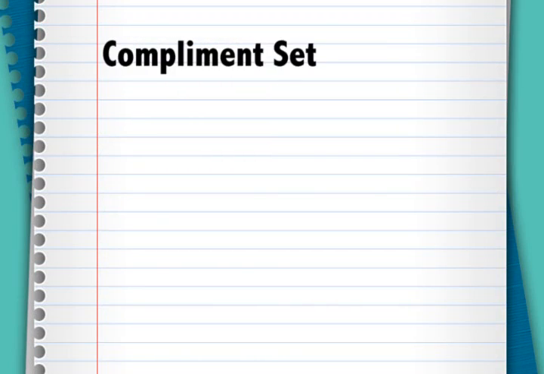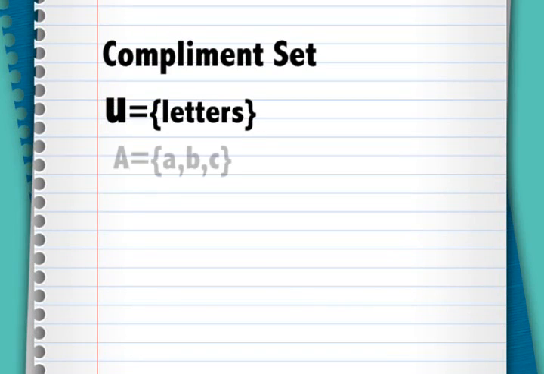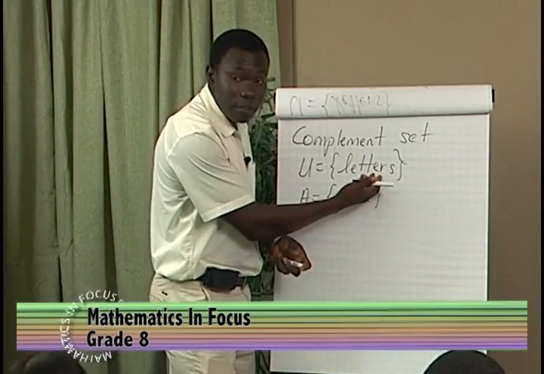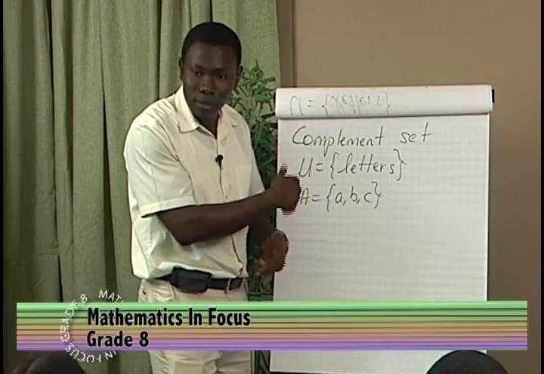Now, if we have the universal set equal to letters of the alphabet, and we have A equal to {A, B, C}, there are some elements in the universal set that are not in A. Give me one example. D. Good. Another one. F. So we can identify all those elements that belong to the universal set but do not belong to this set here. Those elements we call the complement.